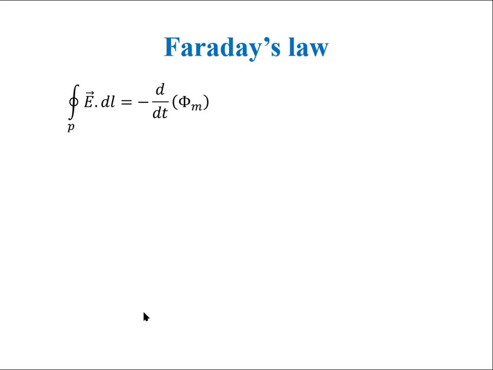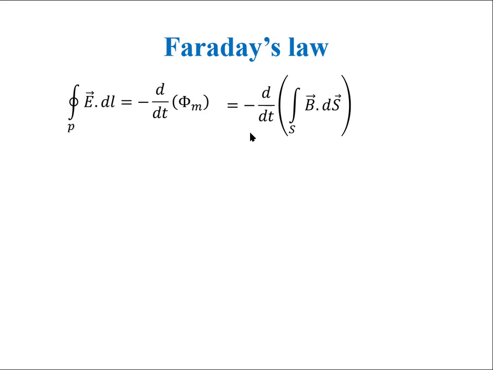So Faraday's law becomes: the EMF, the closed line integral of the electric field, is equal to the rate of change of magnetic flux with negative sign. The magnetic flux is given by the surface integral of the magnetic field. So mathematically, this is the integral form of Faraday's law.